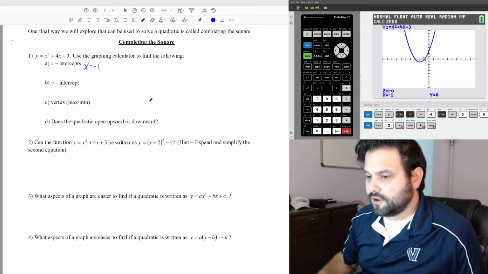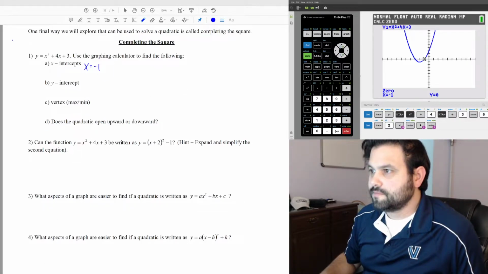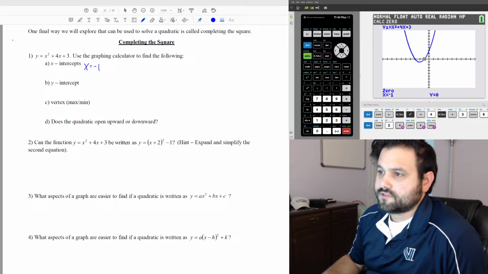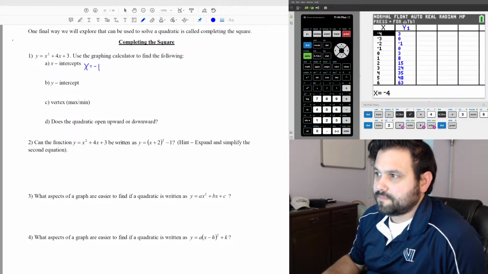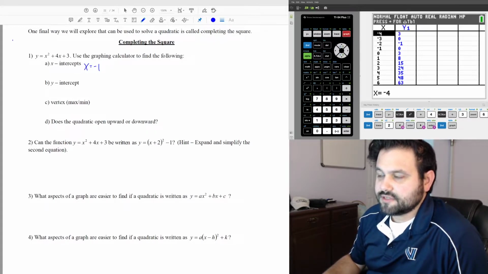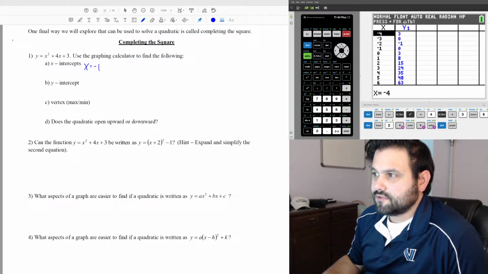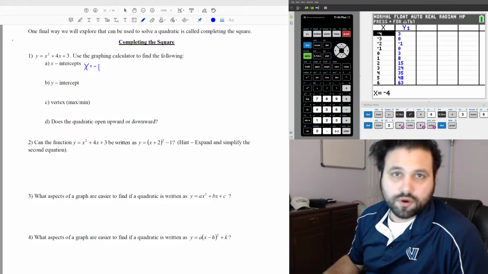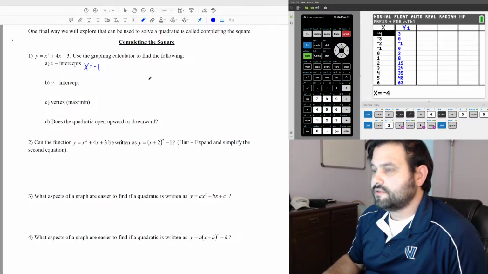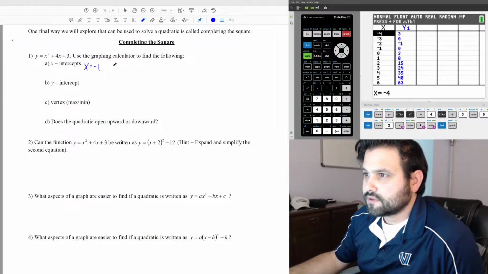Now there's another one, and I'll show you another method we can do. We can go to the table. So I'll hit second graph, and I'll look at the table, and I'm looking for which x values make my y value 0. So I'm looking at the y column. There's 2 zeros. One of them is -3, one of them is -1, which we already found. So the other x-intercept, x equals -3.